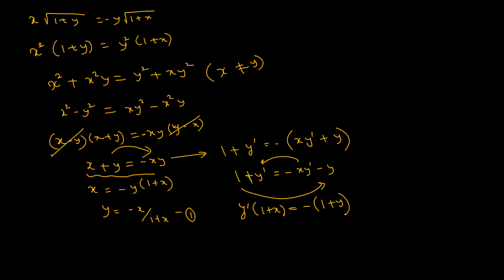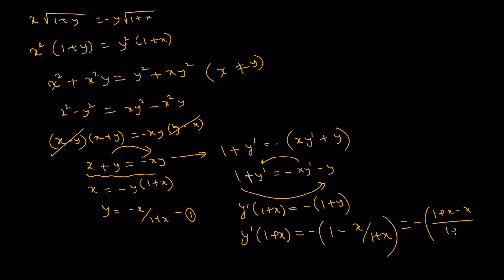Right. So y dash into (1 plus x), we leave this as it is, is negative of 1 plus y. What is y? Minus x by 1 plus x. So minus x divided by 1 plus x. When you take LCM, what will you get? Minus of (1 plus x minus x) divided by 1 plus x. x and x are gone. So y dash into (1 plus x) is minus 1 by 1 plus x. Take that 1 plus x to the other side.